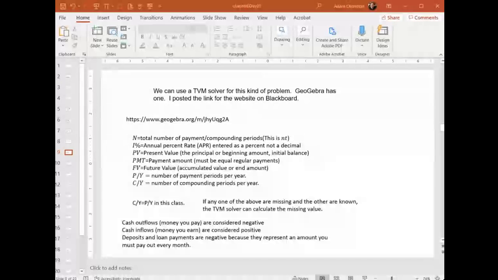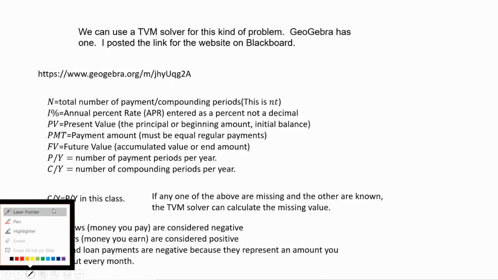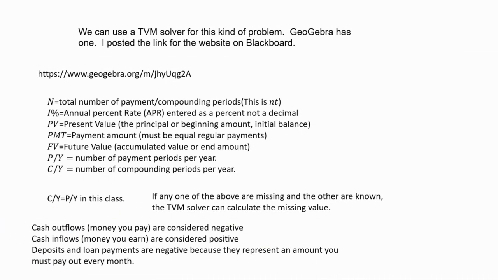Here it comes. Here it is. Just to let you know, if you look at the bottom, sometimes that TVM solver could give you negative numbers, and that doesn't mean something is wrong. You could get negative numbers here, but again, that doesn't mean something is wrong.